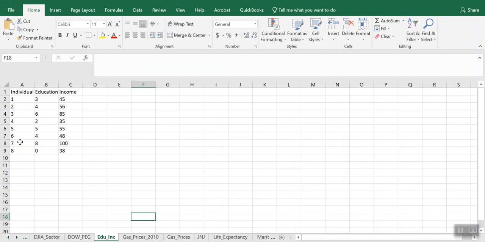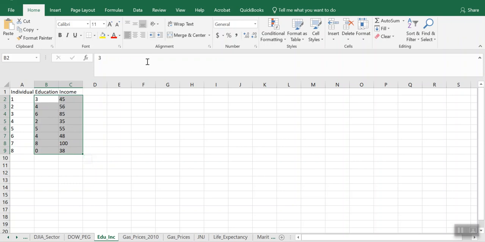So to graph this, again, I just want to grab the data. Now, I don't want to grab the individual. This is just an identifier of individual 1, 2, 3, 4, 5, 6, 7, 8. Those aren't my data points. So education is my X data point. That's why it comes first. Income is my Y data point. It comes second. If you were to flip-flop them, it would graph them the flip-flop way. So make sure whatever you want to be as X is in the first column of your data, and whatever you want to be as Y is in the second column of your data.